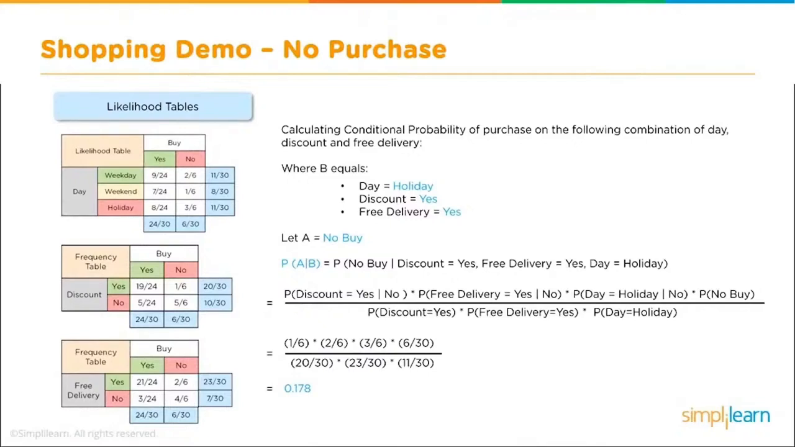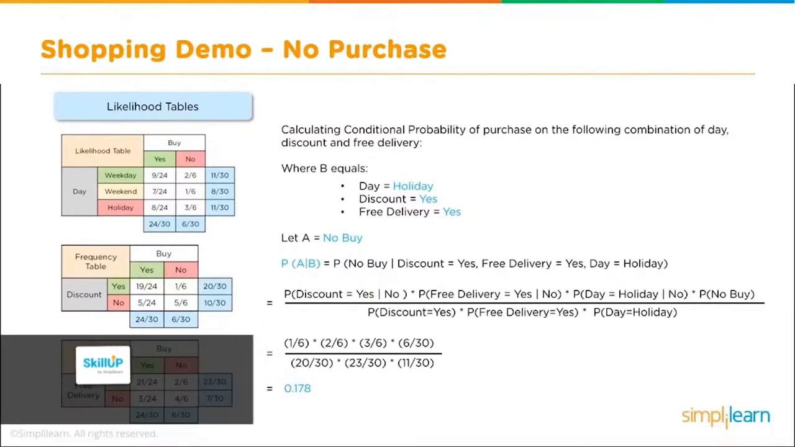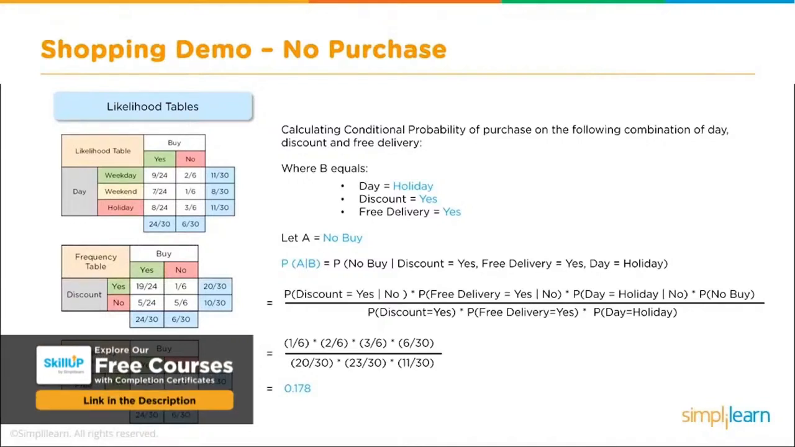We divide that out by the probability of each category over the total number. So we get 20 out of 30 had a discount, 23 out of 30 had a yes for free delivery, and 11 out of 30 were on a holiday. We plug all those numbers in, we get 0.178. So in our probability math, we have a 0.178 if it's a no buy for a holiday, a discount, and a free delivery. Let's turn that around and see what that looks like if we have a purchase.